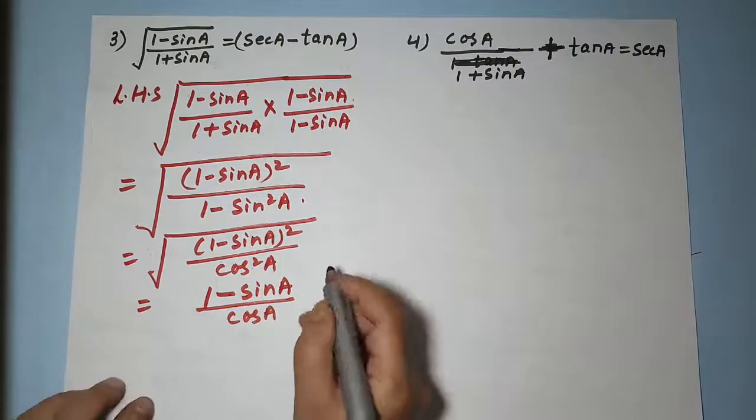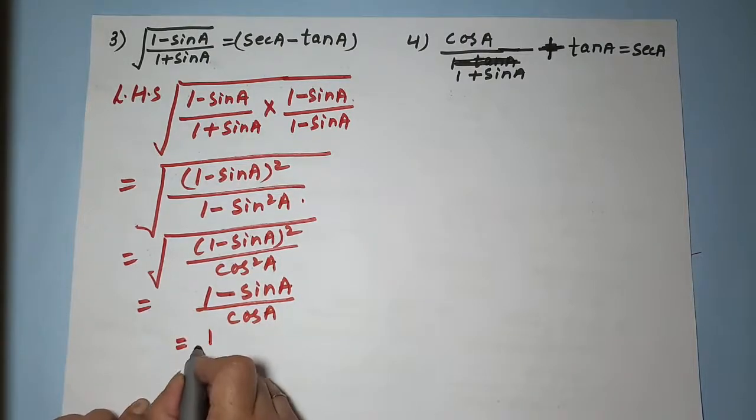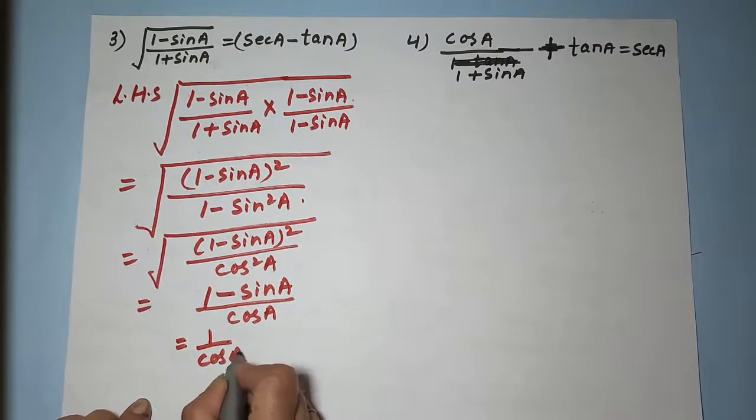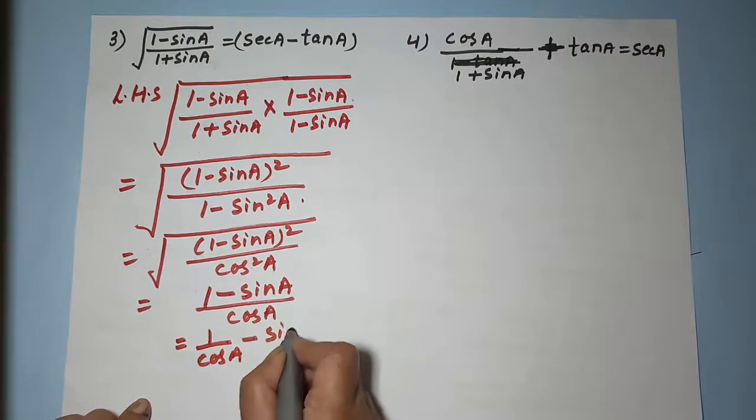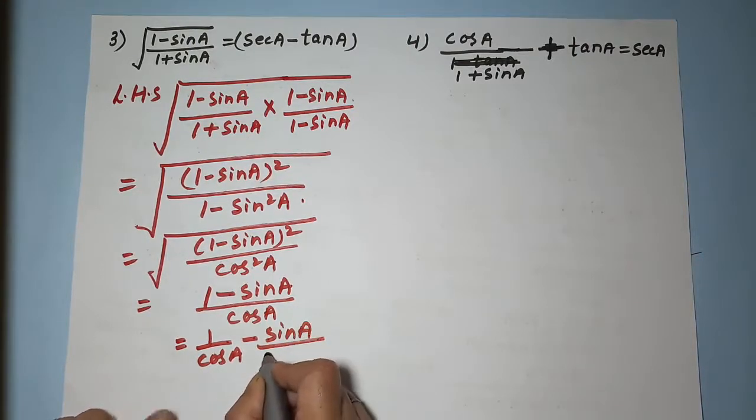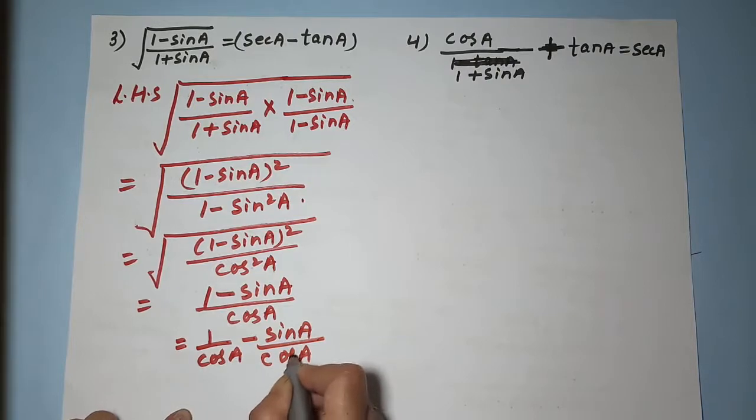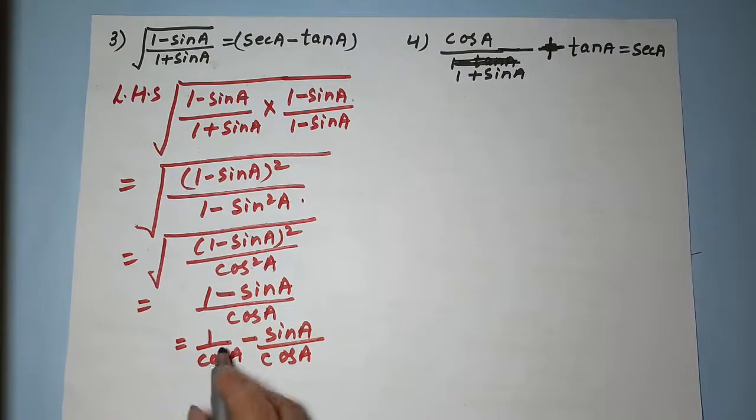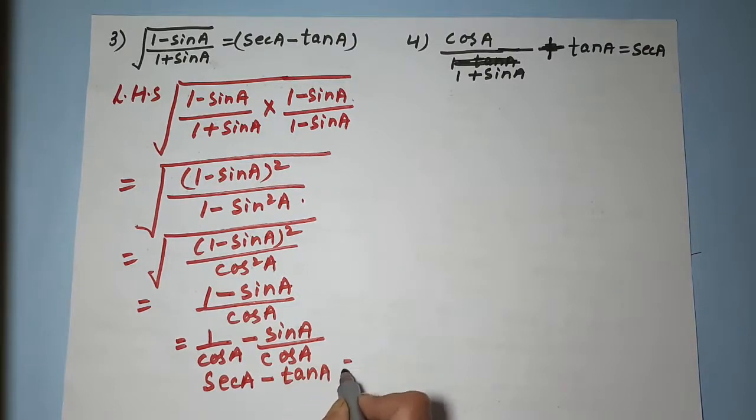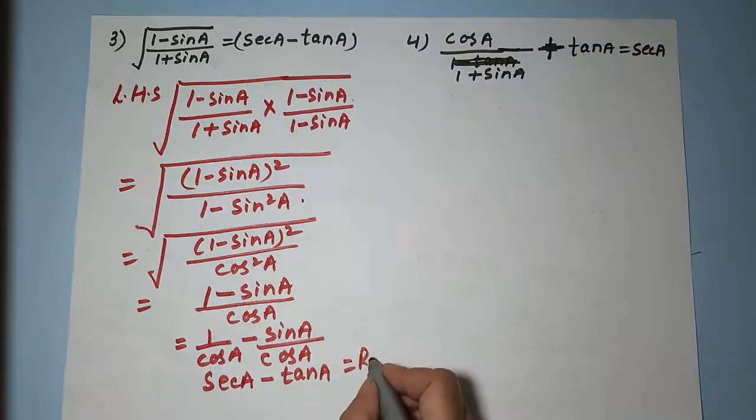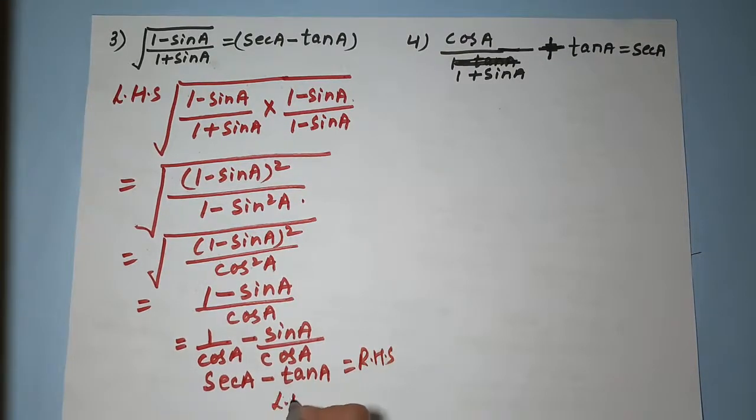So it will come out of the square root as (1 minus sine A) upon cos A. Now let's split this. What will we get? 1 upon cos A minus sine A upon cos A. How much is that? 1 upon cos A is sec A and this is tan A. Is this my right hand side? Yes. So I have proved my left hand side equal to right hand side.